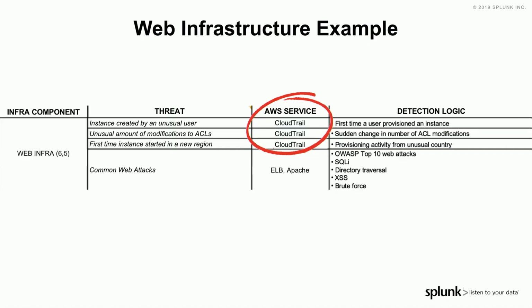But let's dive down into one of these deeper so you can actually see what it says. So taking the web infrastructure as an example, why would you care about an instance created by an unusual user or a user that's never been seen before? And then you start asking, how would I get that data? Then you ask, how would I detect for those threats against that data?